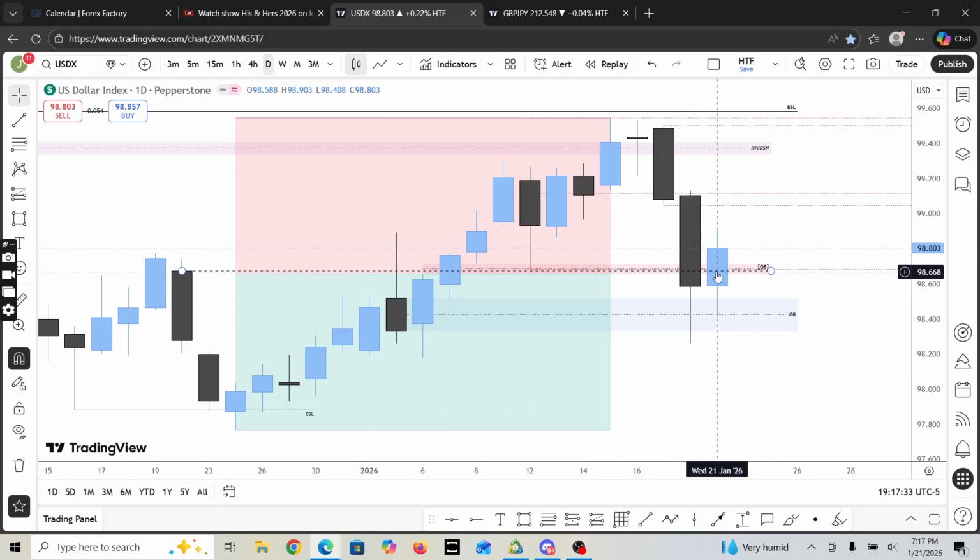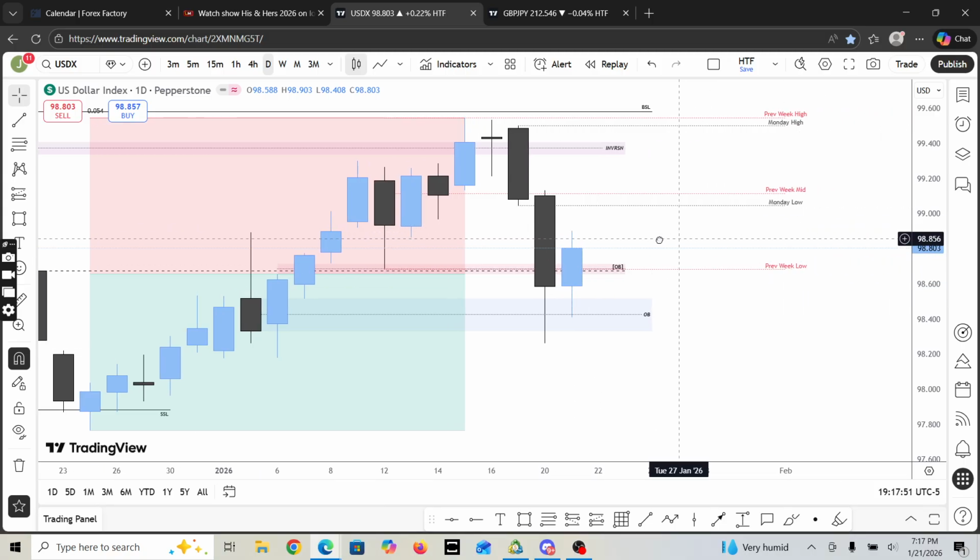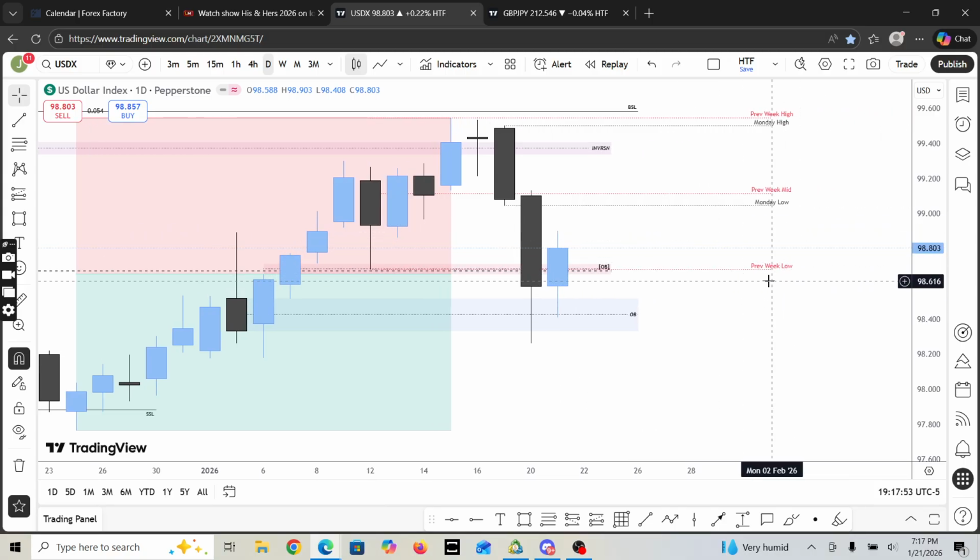Now today, Wednesday traded, we have actually seen a bounce off the mid portion of the identified level and then closed back above this inefficiency level, as well as inside of the previous week's trading range, right?